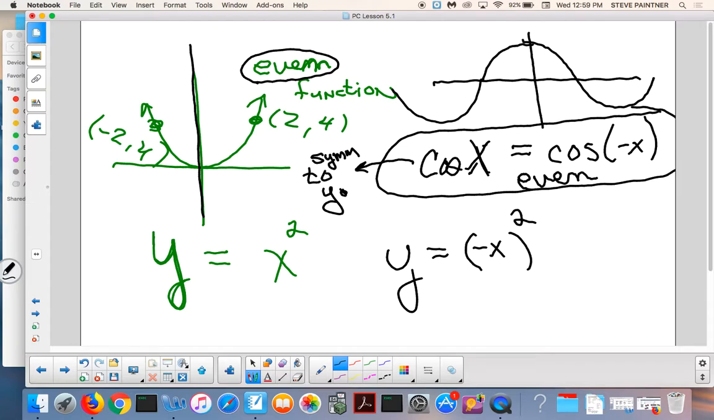Okay, that's probably all I'm going to talk about it, but I will say this. Cosine and secant are reciprocal functions. So if I graph secant, secant would be symmetrical to y. It's the same thing. Okay, now look at all your other functions right now. What do you notice?